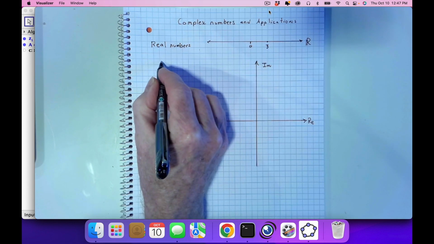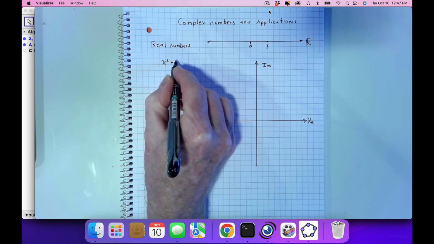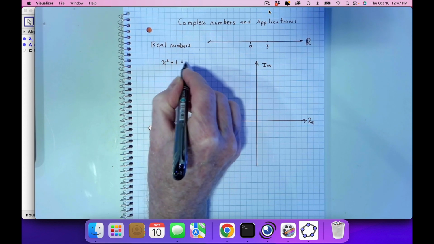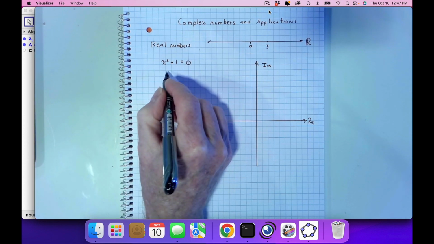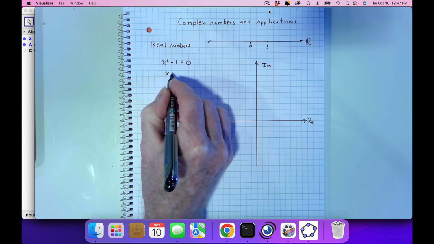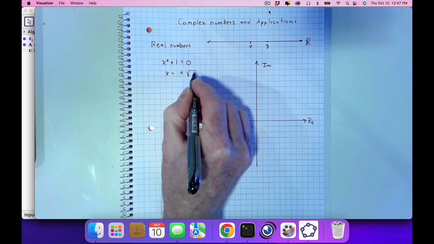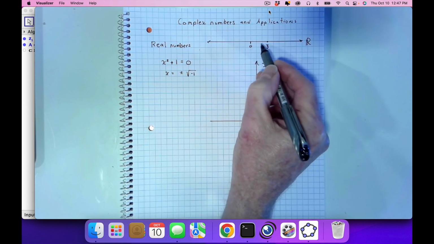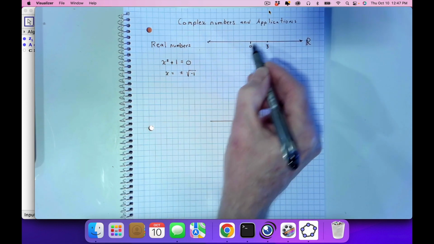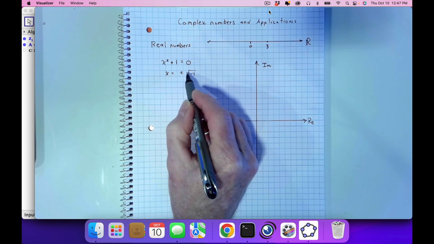Now something happens where we run into an equation that we need to solve: x squared plus 1 equal to 0. When solving that, we get x equal to plus minus square root of negative 1. We recognize that there's no real number that you can square and get negative 1. So this has no real solution.